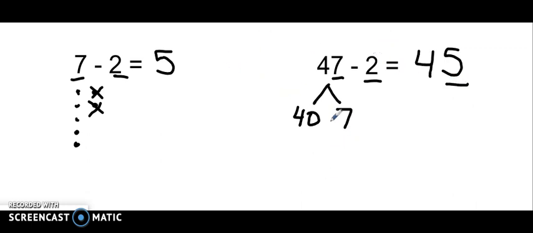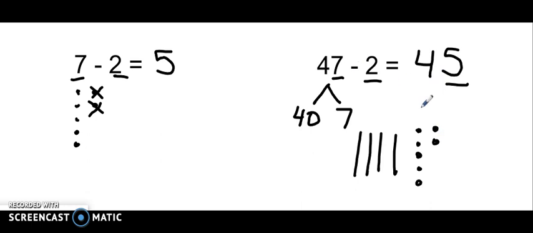You could draw a picture as well. So 47 is 4 tens and 7 ones. And we're subtracting, so we cross out 2. And as you can clearly see, 47 take away 2 is 45.